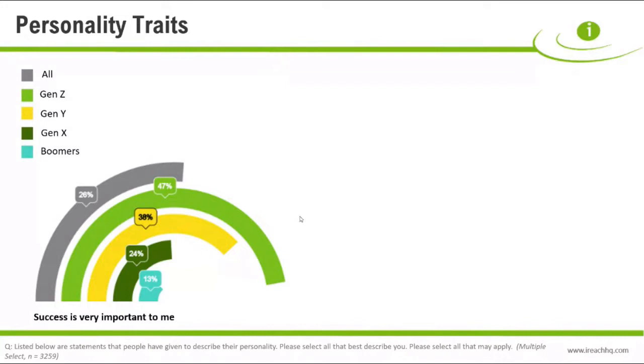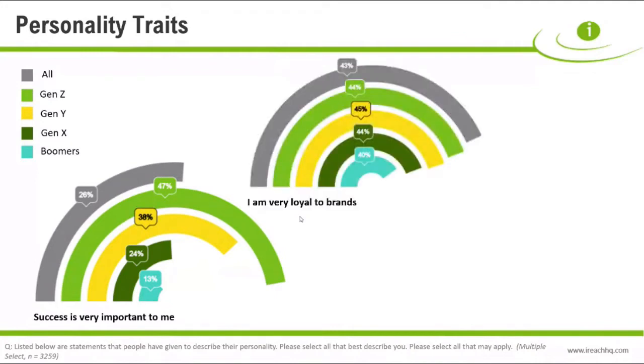38% Generation Y say success is very important to them, and then Generation X, 24%. And we know some of that's based on where they are in their careers, where they are in their family status, where they are in life stages, but we're just trying to highlight some of those really important differences to them. Obviously, loyalty to brands is hugely important to many people in marketing.